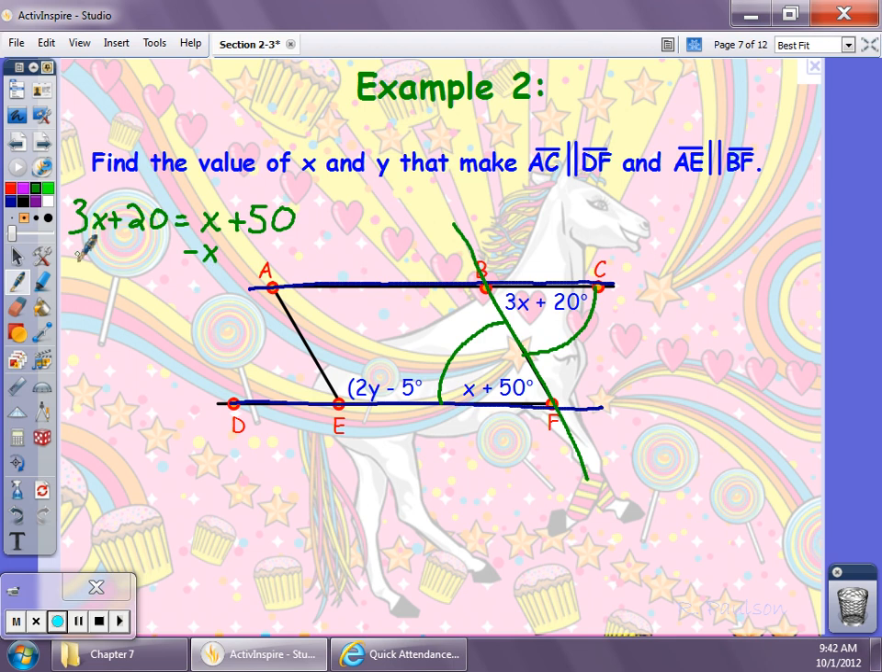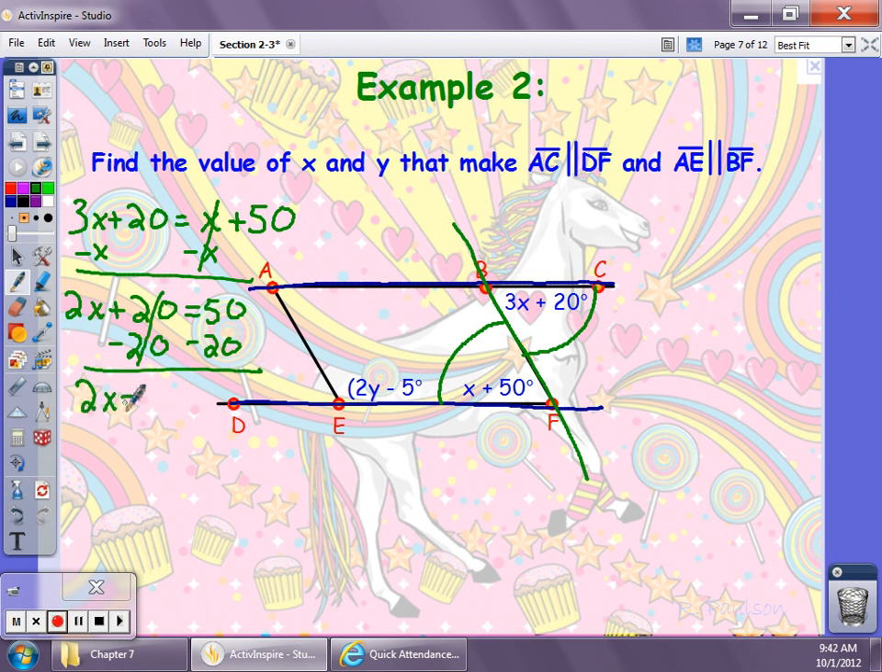So when we solve our equation, we're going to go ahead and subtract x from both sides. We're going to have 2x plus 20 equals 50. And then if we subtract 20 from both sides, we have 2x equals 30. So now when we divide both sides by 2, we get an x value of 15.